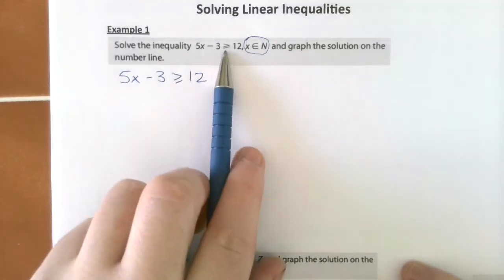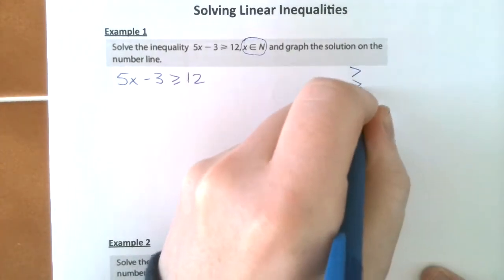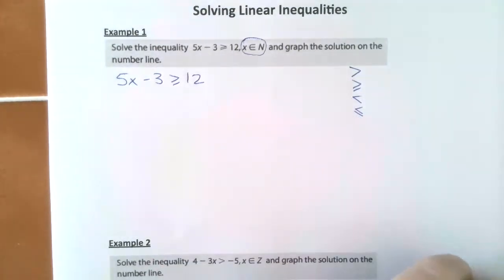The signs in the middle, you've got four different signs. You've got a greater than sign, a greater than or equal to sign, a less than sign, and a less than or equal to sign. So for this example, it's going to be greater than or equal to. You'll see a bit more of that as we go along.